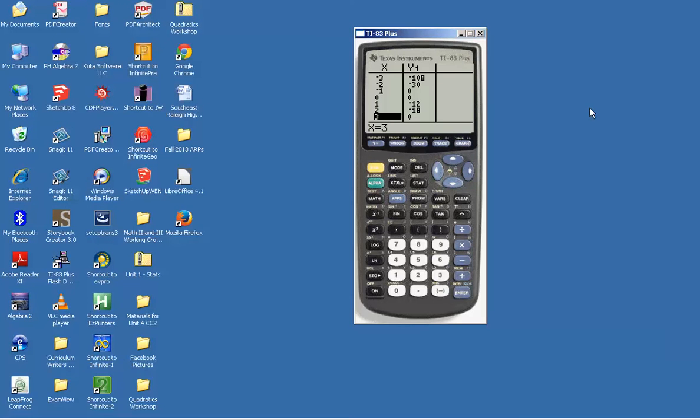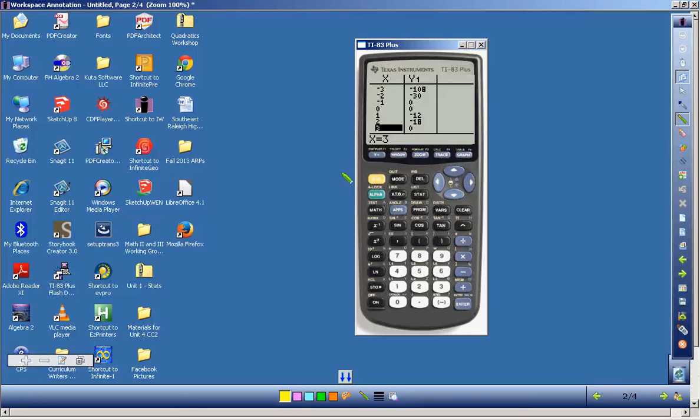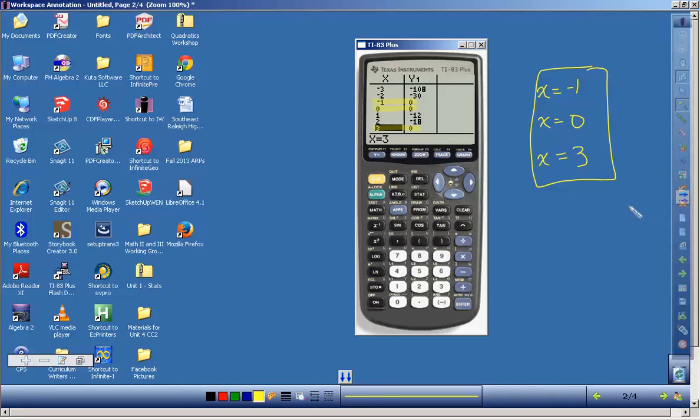So it looks like we have 3 zeros. So our zeros are actually going to be, that means our solutions are going to be x equals -1, x equals 0, and x equals 3. So we got 3 solutions for our problem.